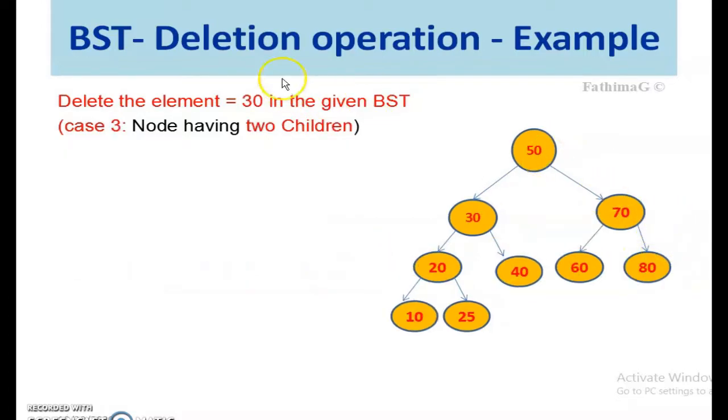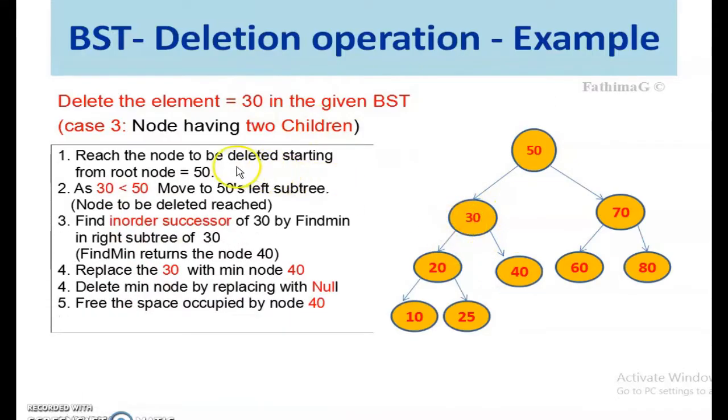Next, let us consider the case 3 scenario where the node to be deleted has two children. So, consider the BST shown here. Let the element 30 be deleted, which has two children. Following the procedure of case 3 deletion, reach the node to be deleted starting from the root node, which is 50. Now compare 30 with 50. As 30 is less than 50, move to the 50's left subtree. By this, we reach the node to be deleted.